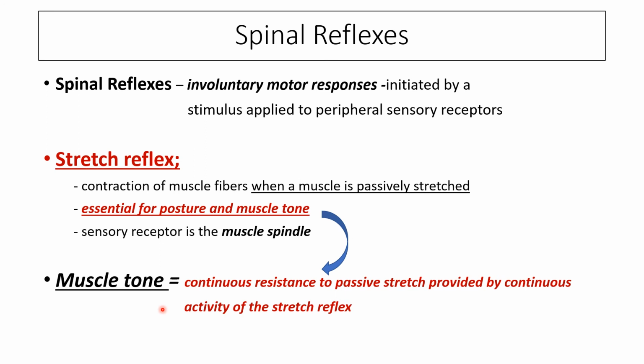So that's an exaggerated example, but this is what happens constantly in the body between agonist and antagonist muscle groups. They have these stretch reflexes that are fine-tuning, constantly working and maintaining tone, posture, and balance in the body. Okay, so you have to know the definition. Muscle tone refers to the state of a muscle when it's at rest. There's a tone to it, and it's due to this continuous resistance to passive stretch of the muscle fibers provided by the continuous activity of the stretch reflex.